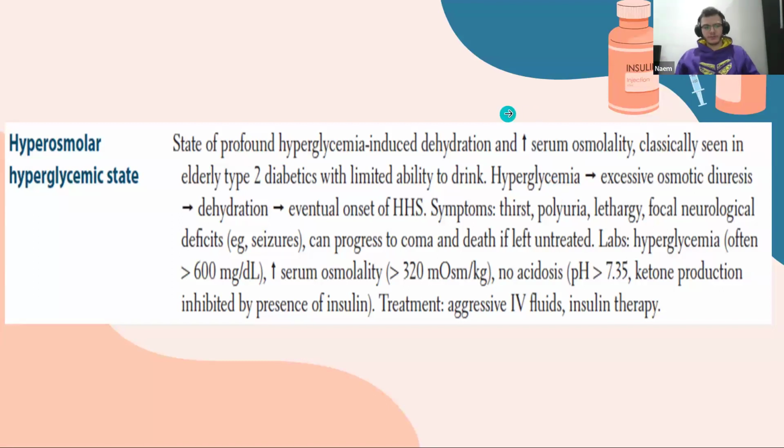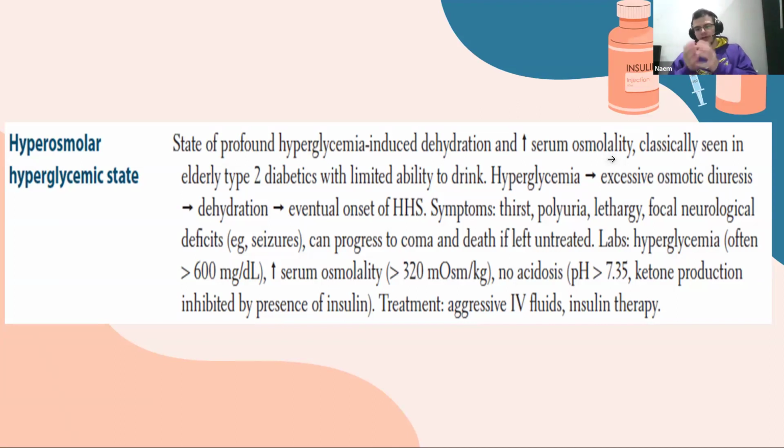What happens is, again, because you have a very high level of glucose in the blood, the blood osmolality increases. This usually happens when you are an elderly patient who has had type 2 diabetes for a long time, and you can't drink water. So you can't increase the volume of the blood and glucose is always there, which increases the percentage of glucose, which basically increases the osmolality of the blood.